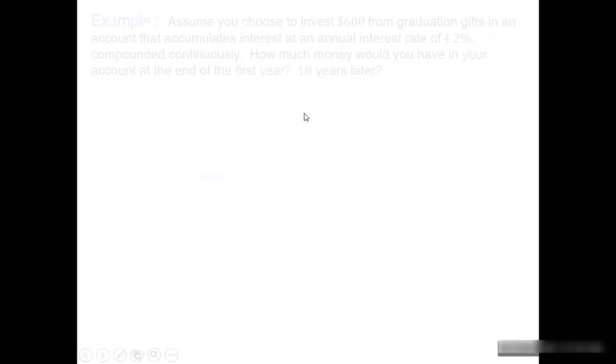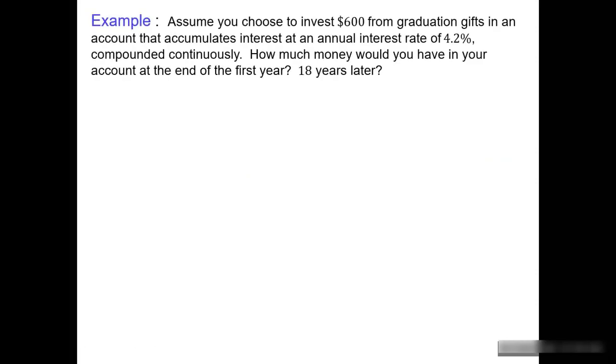So let's take a look at an example involving the law of natural growth by looking at how it affects compounding continuously. So assume you choose to invest $600 from graduation gifts in an account that accumulates interest at an annual interest rate of 4.2%. So we should recognize that R is now 0.042. And now it says that we're compounding continuously. That means we're not using that original formula that we did in our prior example. We're now using the formula that A is equal to P times E to the RT.